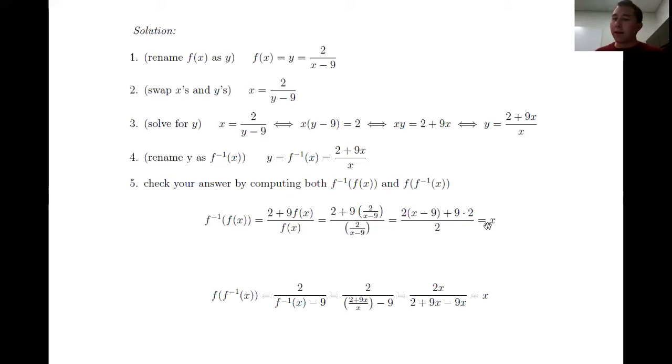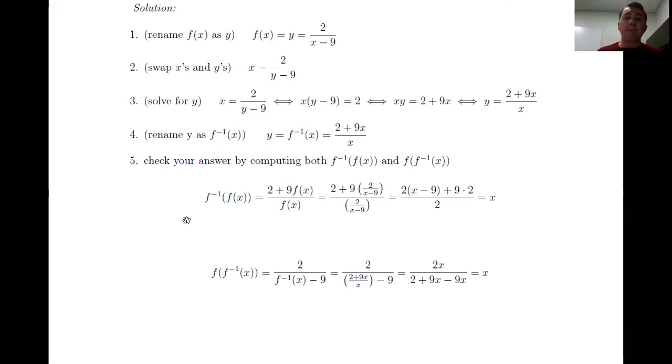And again, I've skipped a few steps here. You would distribute this 2 to the x and to the -9 so that the numerator would be 2x minus 18 plus 18. So I'm just simply left with 2x. Divide that by 2, and we get x. So that's half of the check.